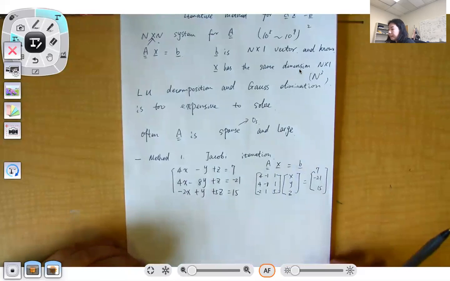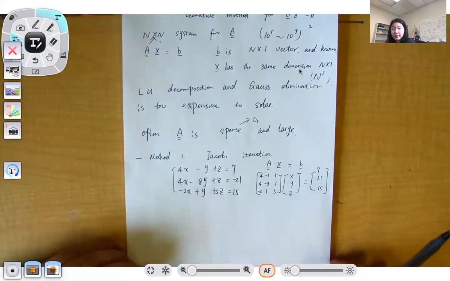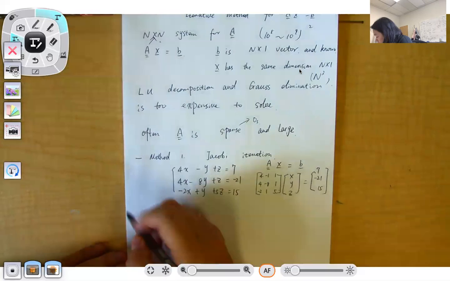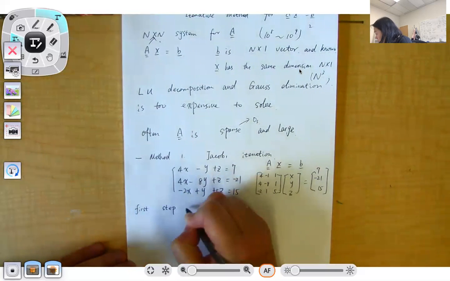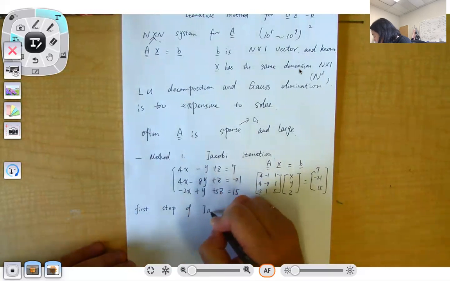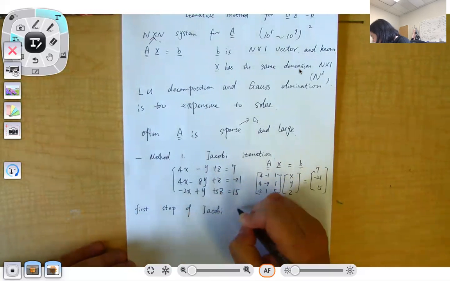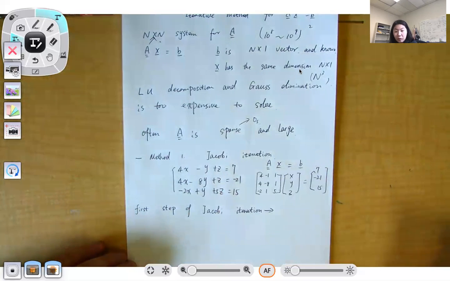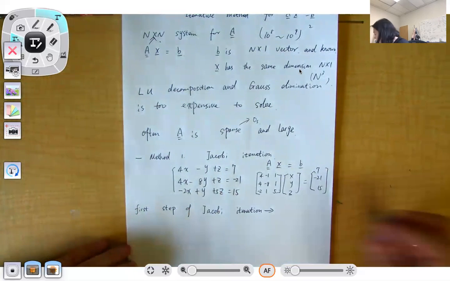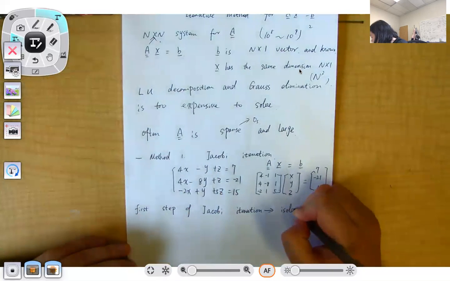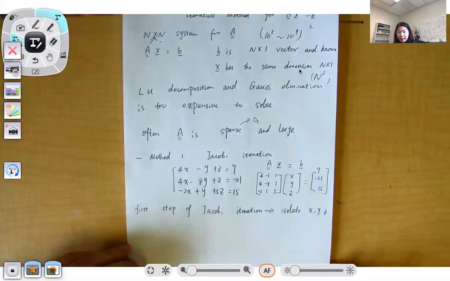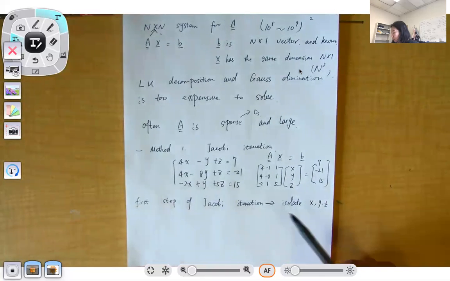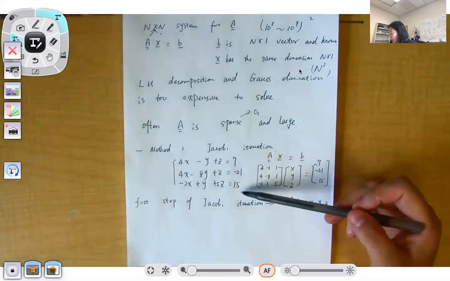Okay, then for the Jacobi iteration, what is the first step? The first step of the Jacobi iteration is trying to isolate x, y, z. So isolate x, y, and z. How to isolate x, y, z from each algebraic equation?